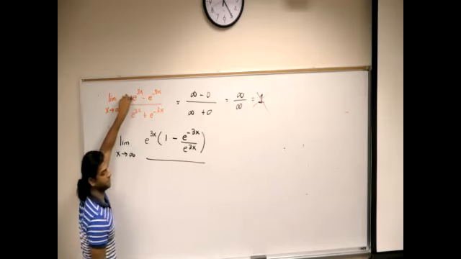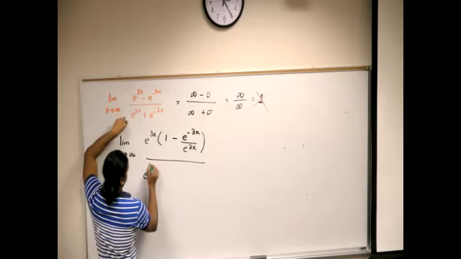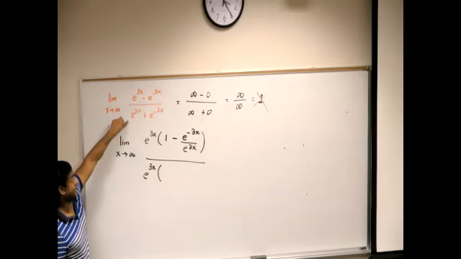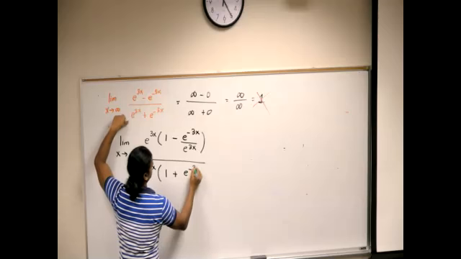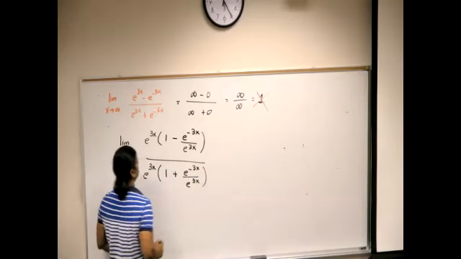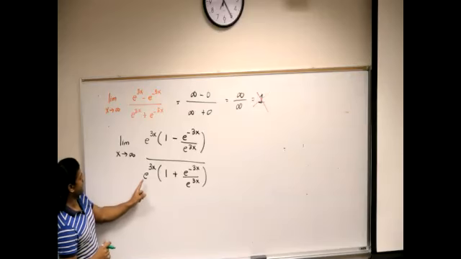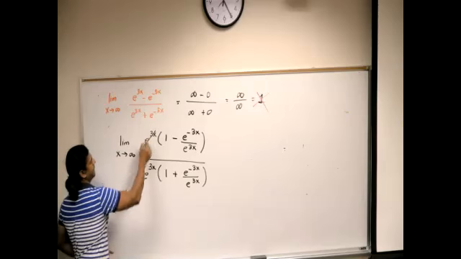I can do the same thing with the denominator. Going to pull e raised 3x out. 1 plus e raised minus 3x divided by e raised plus 3x. Good. What would happen to those two? Get cancelled.